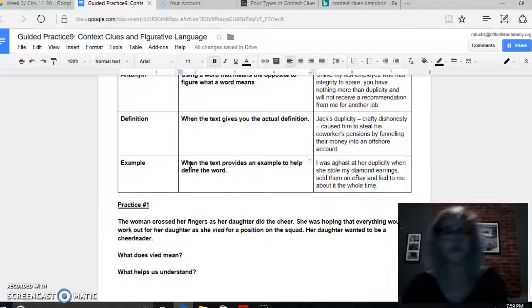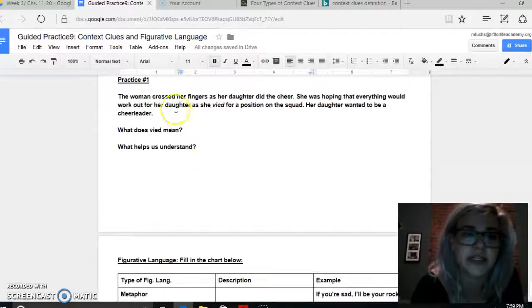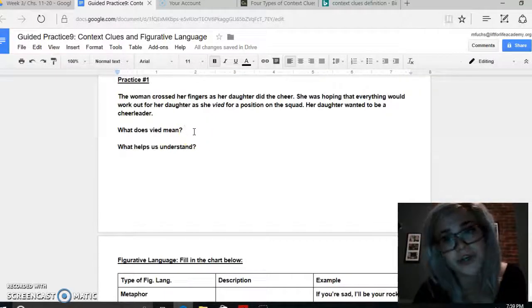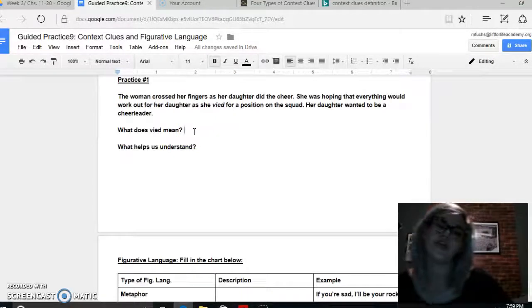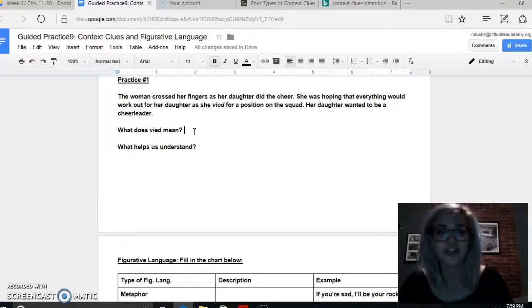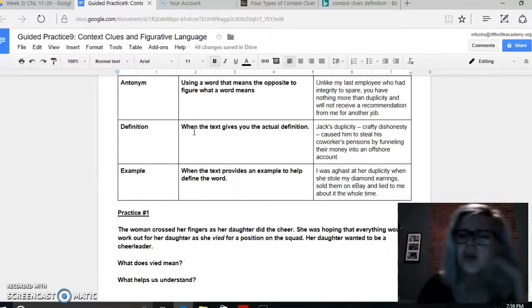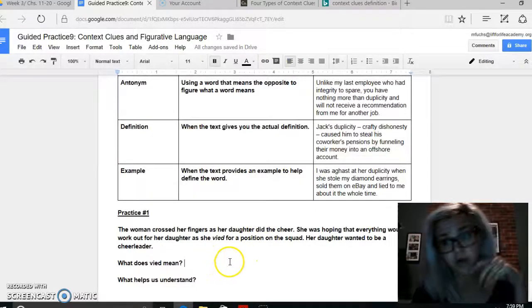Okay? So we have this little practice here. The woman crossed her fingers as her daughter did the cheer. She was hoping that everything would work out for her daughter as she vied for a position on the squad. Her daughter wanted to be a cheerleader. So, we're going to try and use context clues. Does it use a synonym? No, it does not. Does it use an antonym? No.